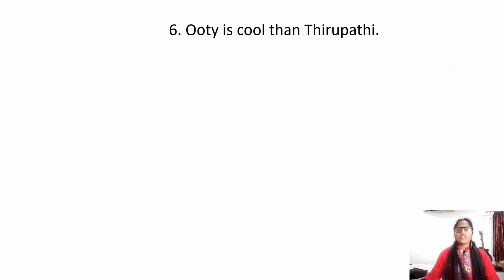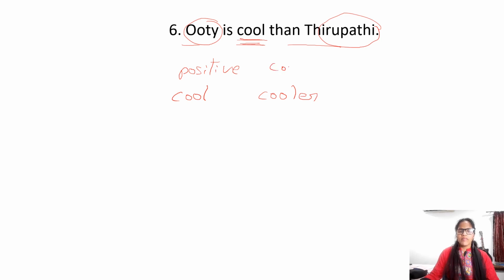So, she hasn't written many stories is the correct answer. Next one. Ooty is cool than Tirupati. Now the sentence is in comparative form, right? Ooty is compared with Tirupati. Here cool is the positive degree. Cooler is the comparative degree, and coolest is the superlative degree.